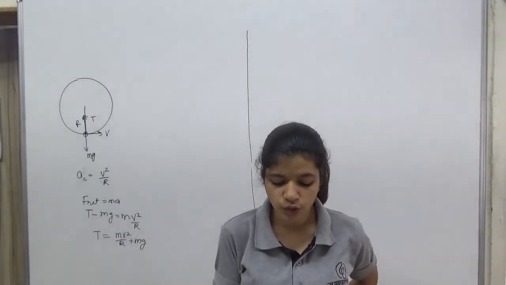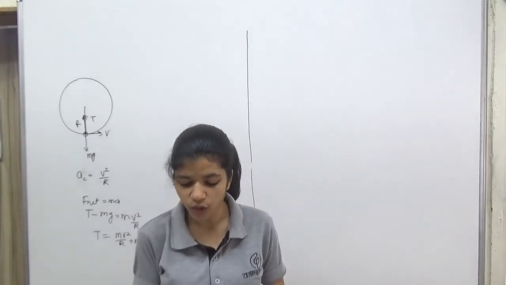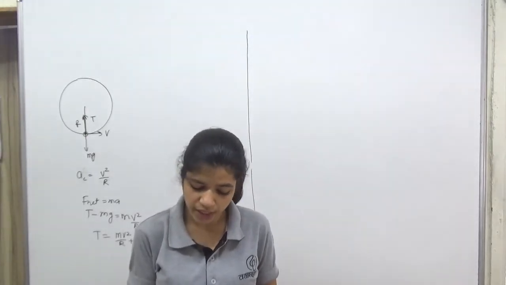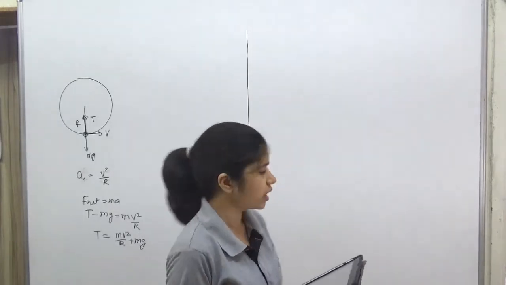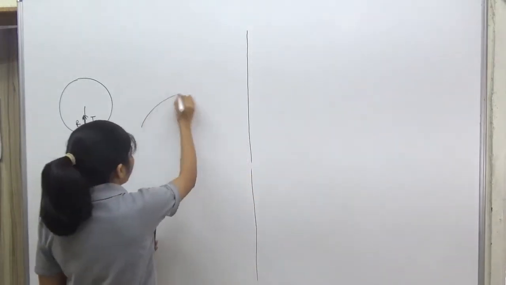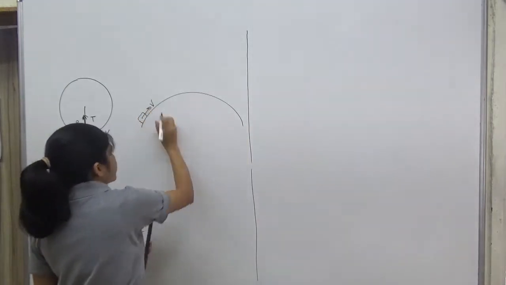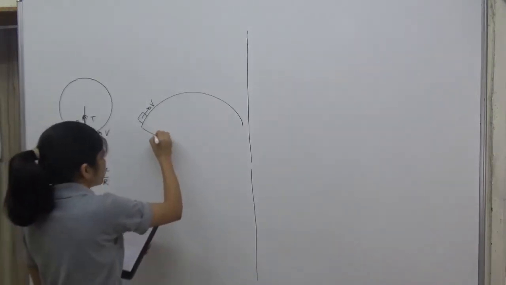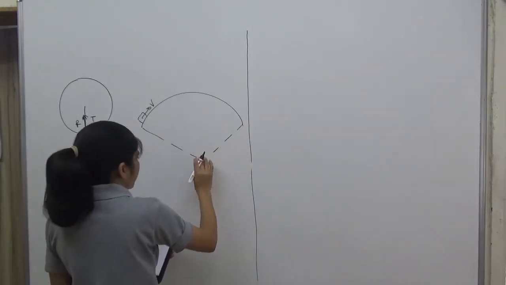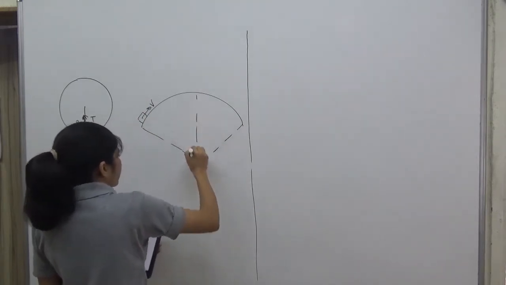Question number E2. A motorcycle is going on an overbridge of radius r. The driver maintains a constant speed. As the motorcycle is ascending on the overbridge, the normal force on it is... So we have an overbridge like this, and a motorcycle is moving on it with constant speed. The radius of this overbridge is r.